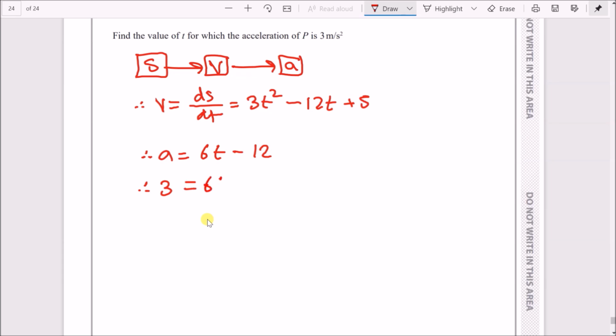So you got 6T, why is it slowing down? Minus 12. Okay, hold on, is it working okay?